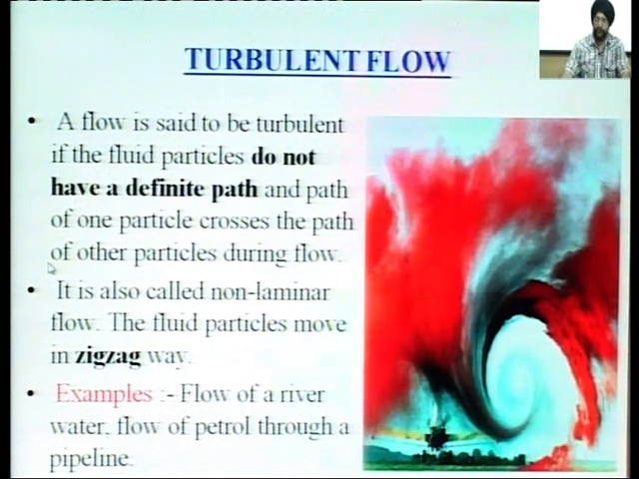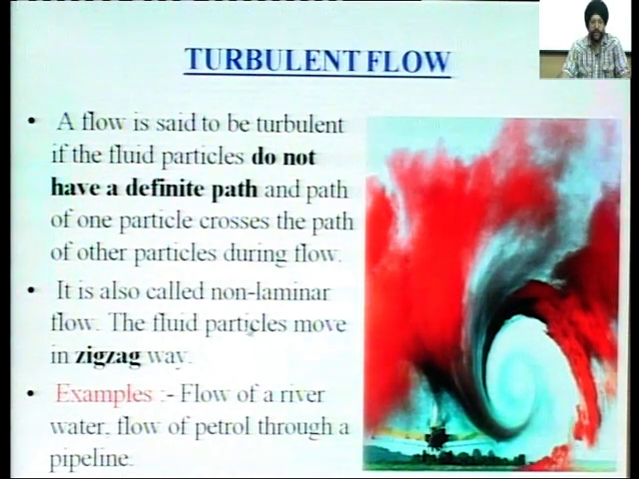As you can see, this smoke is coming out of this jet aeroplane, and after releasing this smoke, you can observe there is a mixing of particles here. They are crossing each other. There is no definite flow pattern. So we can say this smoke coming out of this jet plane is a very good example of turbulent flow.